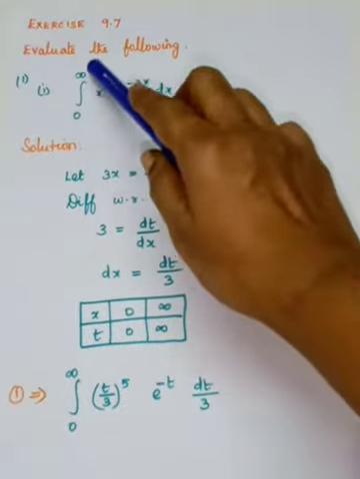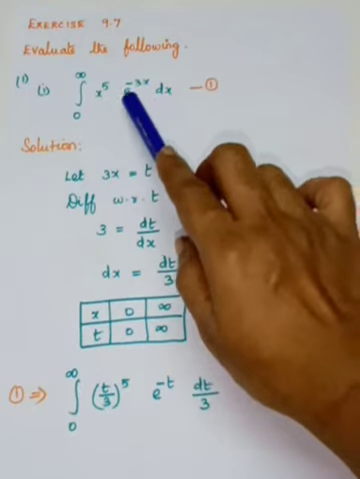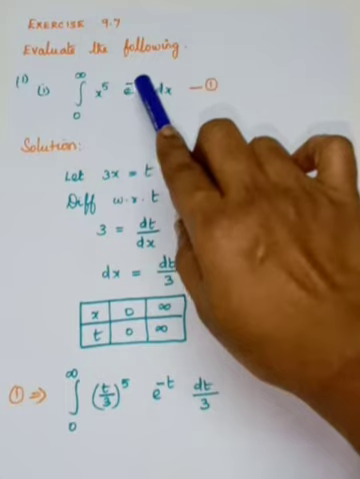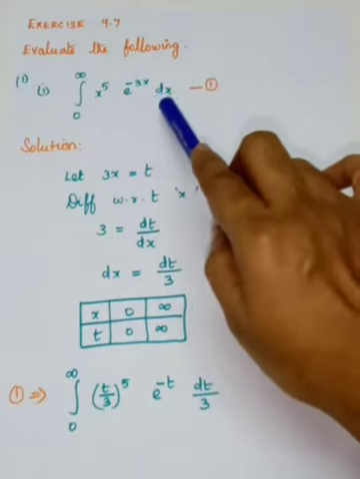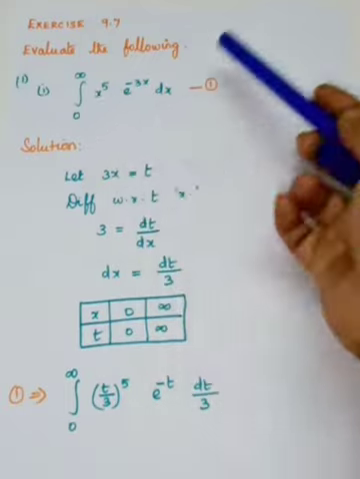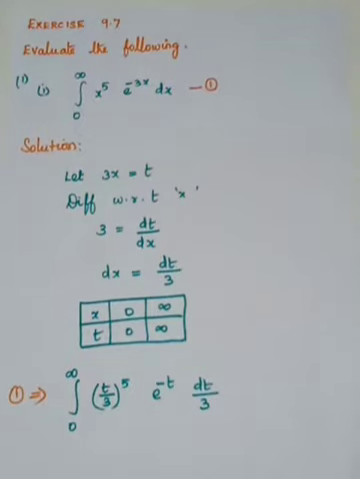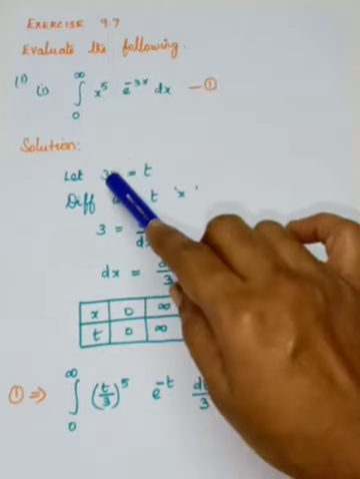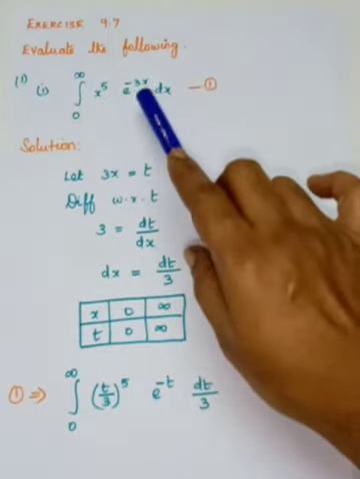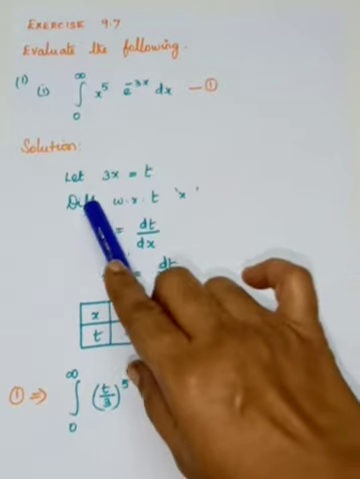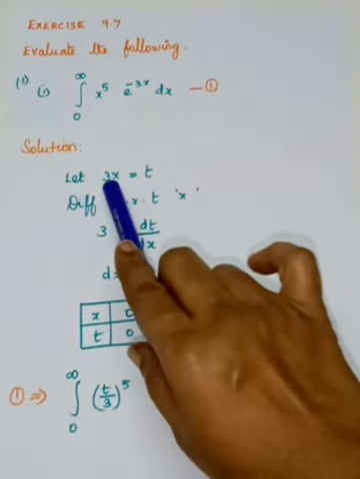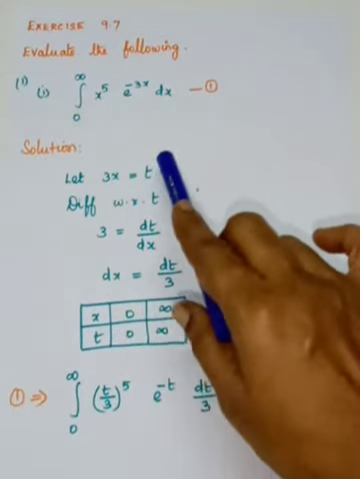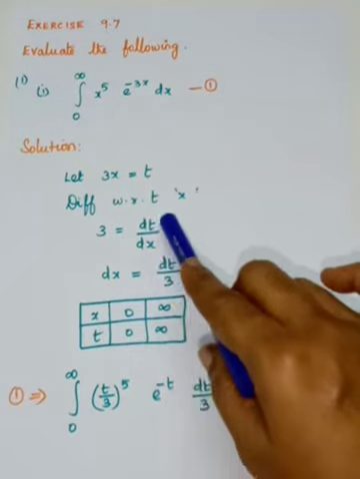Integral 0 to infinity x power 5 into e power minus 3x into dx. See now, e power minus 3x, if you have 3x the whole power 5, directly you can apply the gamma integral. But here you are having x power 5. So, e power, what is it? Minus 3x. In that 3x you have to take it as t. Differentiate with respect to x. So 3 is a constant. The differentiation of x with respect to x is 1, and if you differentiate t with respect to x it is dt by dx.